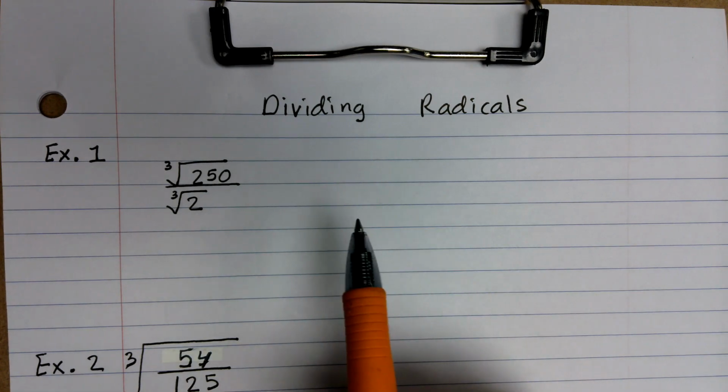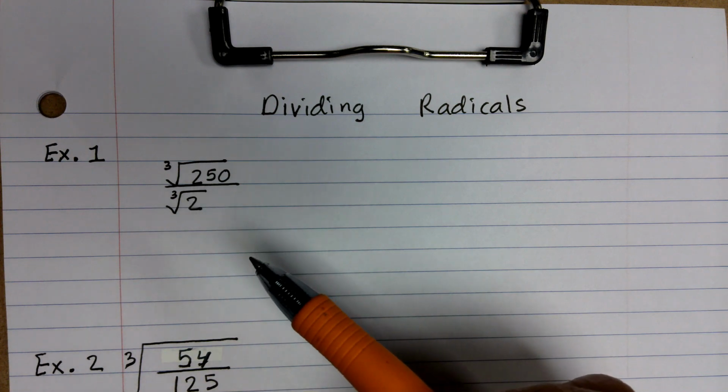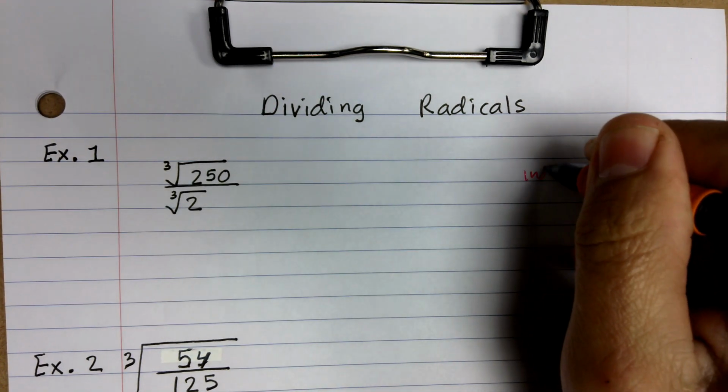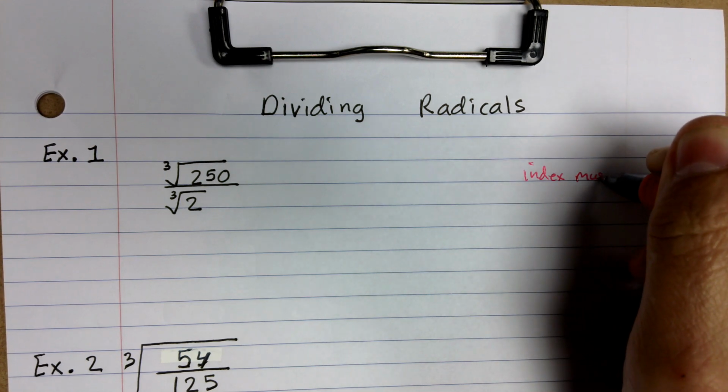In this video, we're going to look at dividing radicals, and notice in this particular problem, in example 1, our indexes are the same. So just keep in mind that the index of your root must be the same to divide.